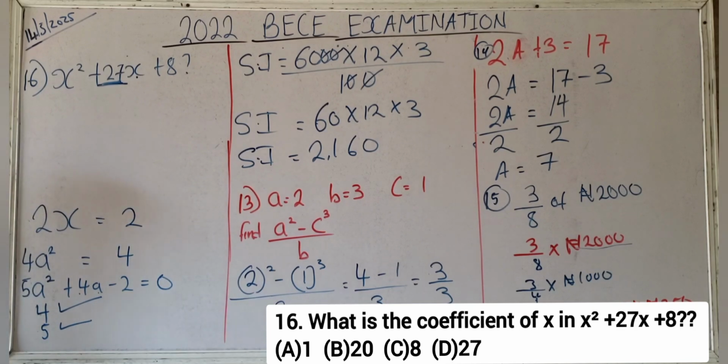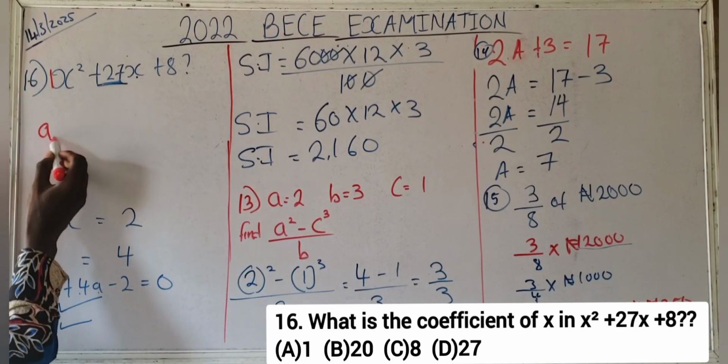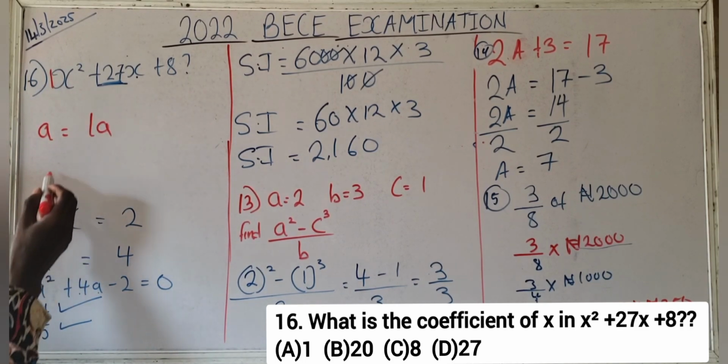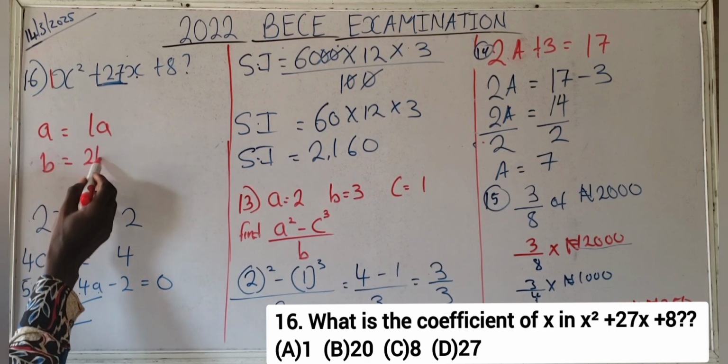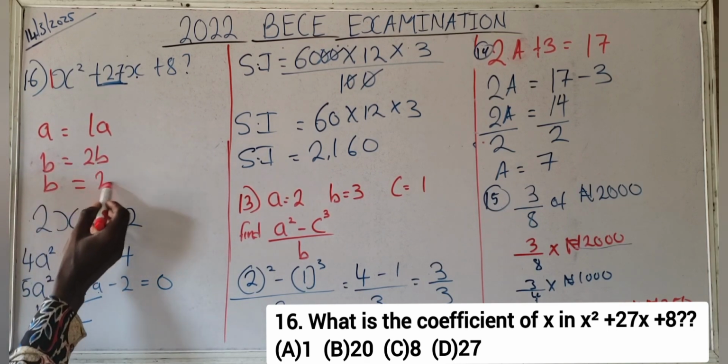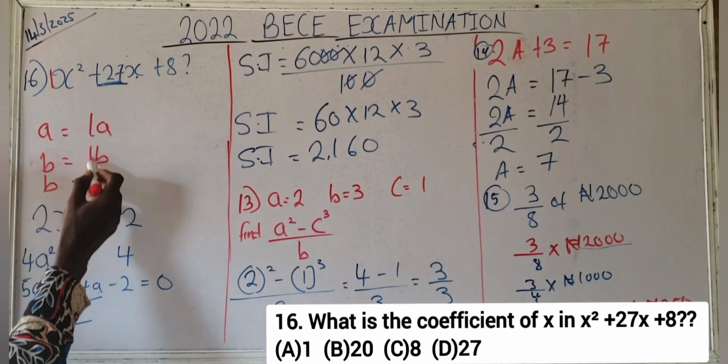So let's now say that you are asked to find the coefficient of x squared. The coefficient of x squared is 1 because x squared simply means 1x squared. Though the 1 is not visible, you understand? The 1 is invisible, but it is still 1, okay? A is always understood as 1a. B is also understood as 1b, okay?